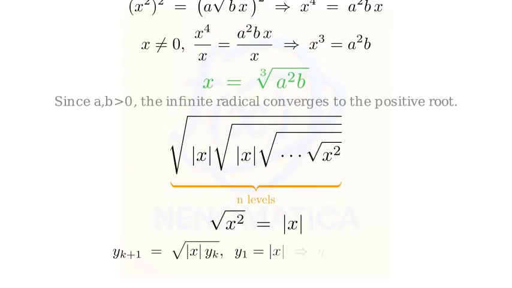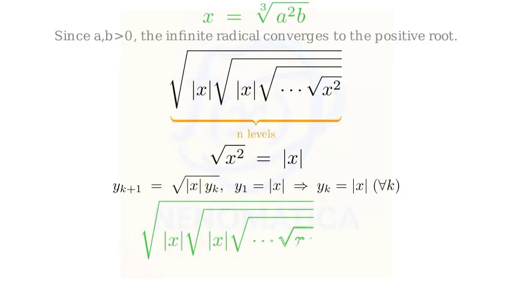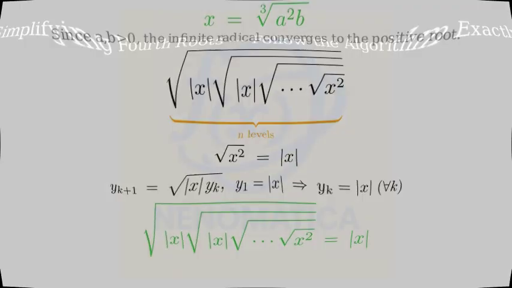Now, notice a fixed point property. If a quantity y equals the square root of absolute x times y, and y equals absolute x, the equality holds. Therefore, each outer layer preserves the value absolute x. Repeating n times still gives absolute x.